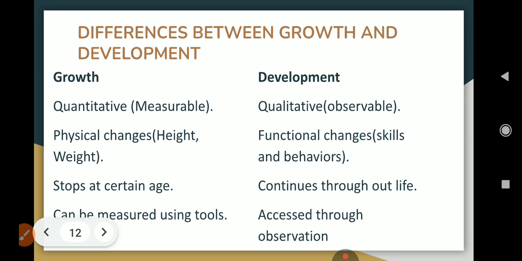It will show you how many kgs you have gained or how many kgs you have lost. But development is accessed only through observation. You will not have any tools.